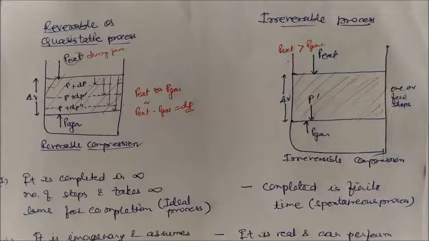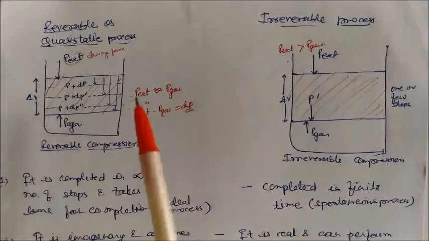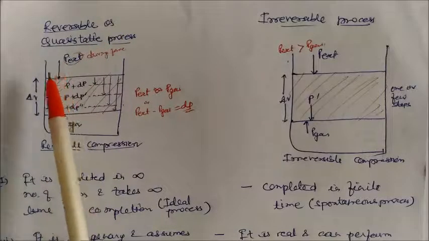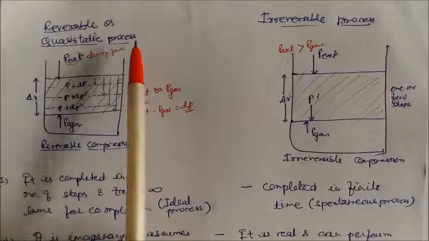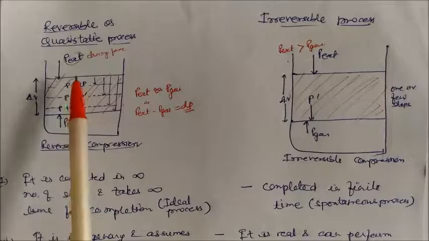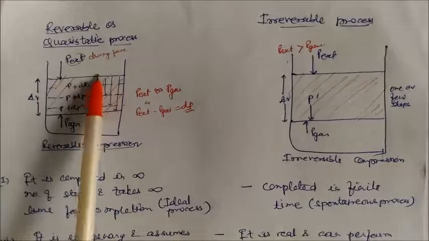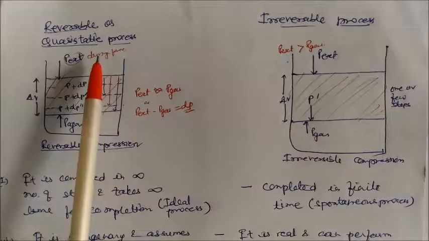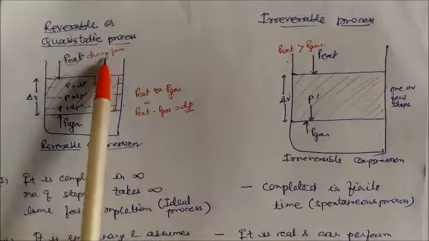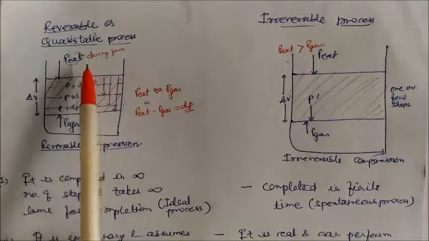Like if you add some more sand in one step, it will definitely go suddenly from this step to this down, and then it will again come to equilibrium. Okay, so this is called the irreversible compression, and this is called the irreversible expansion. It means they do not have a tendency to go back. You won't get the similar state of equilibrium.